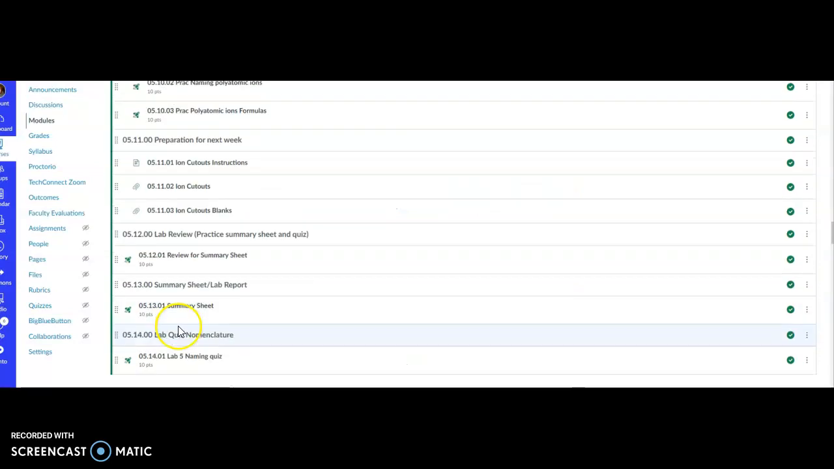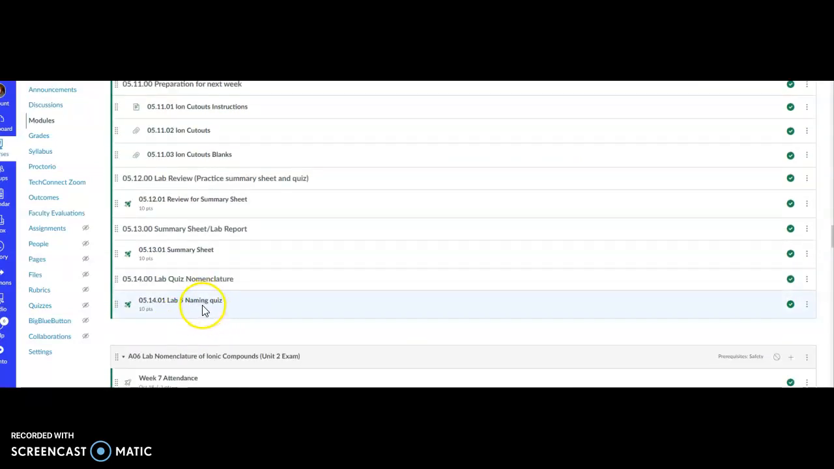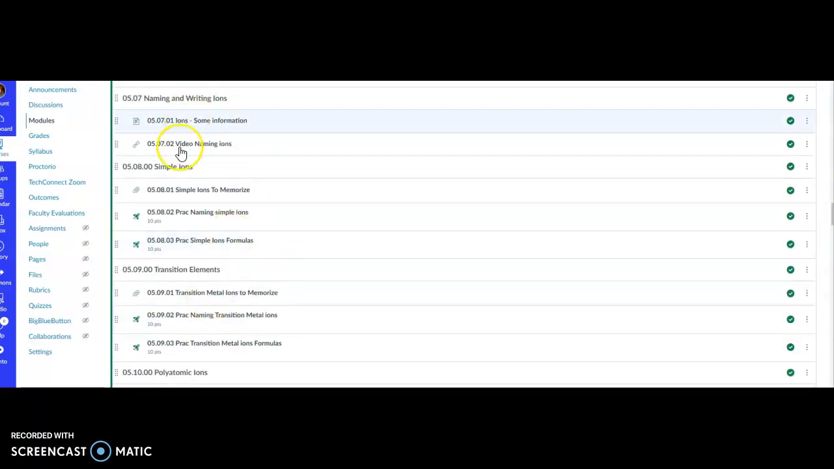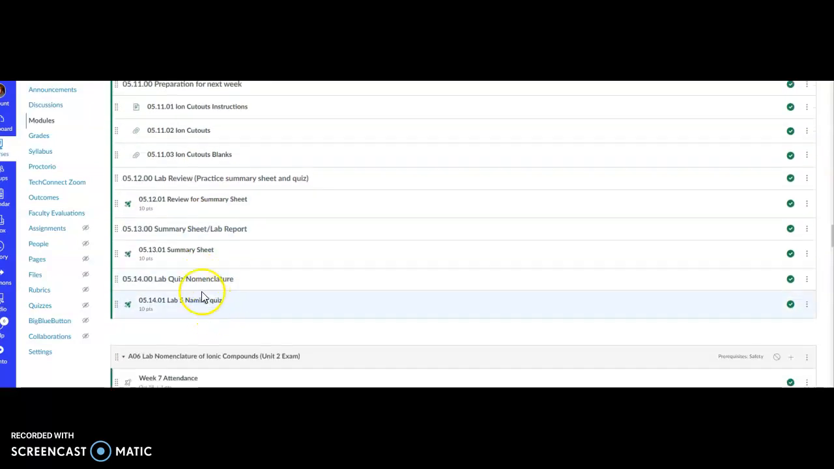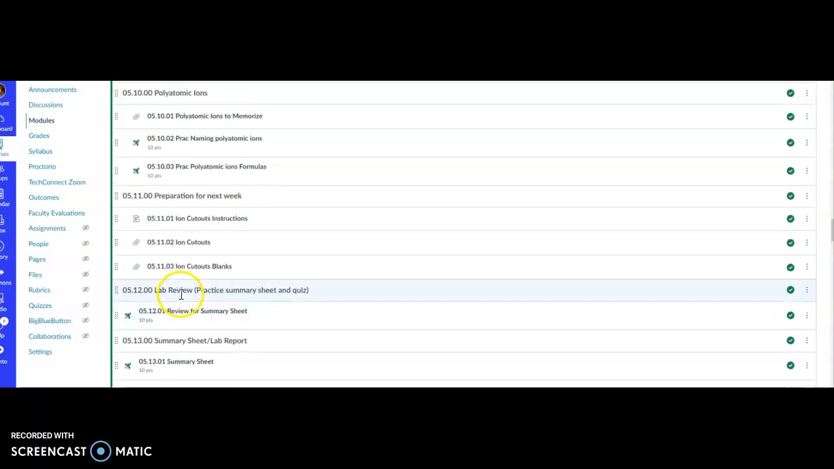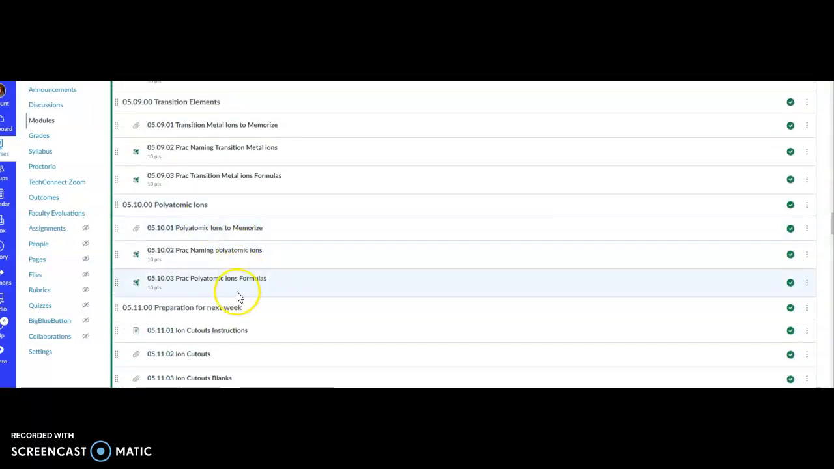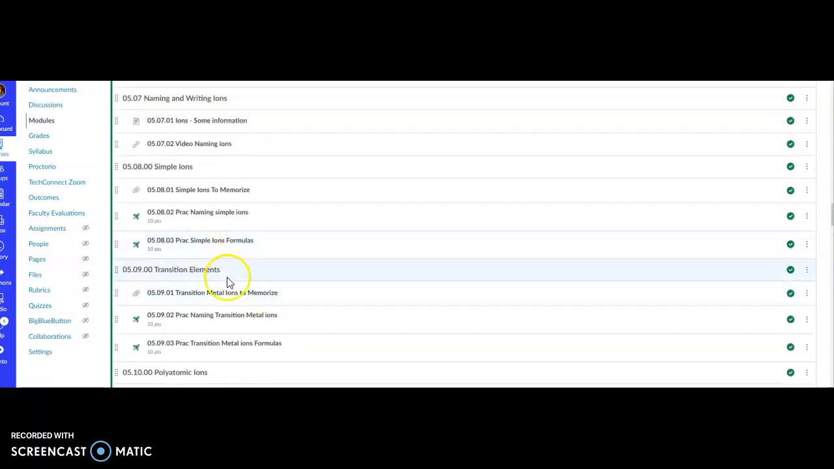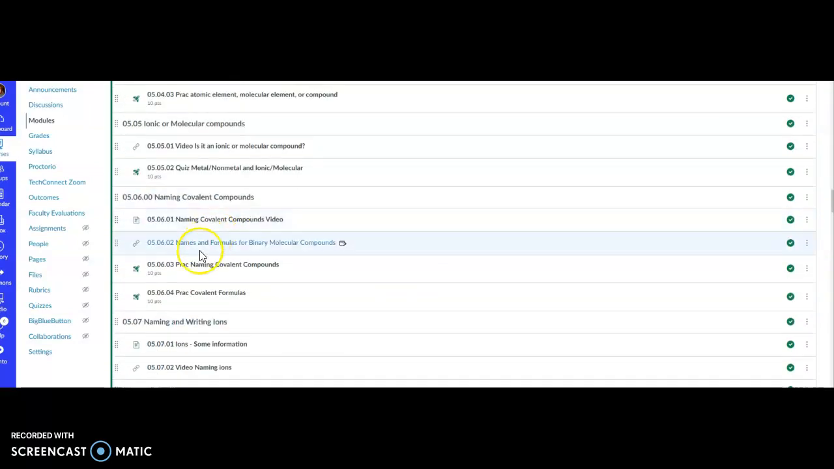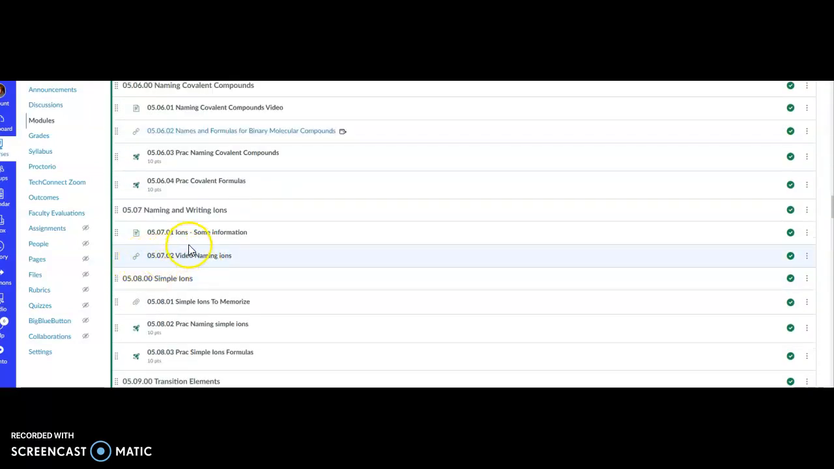Alright, and finally at the very end here, there's a naming quiz. This quiz, we ask that you only make 1 attempt, because this is kind of the culminating quiz. All the quizzes here, you have mini quizzes with multiple attempts. They prepare you for this final quiz. So you'll essentially get 1 or 2 questions about polyatomics, 1 or 2 questions about transition metals, etc.